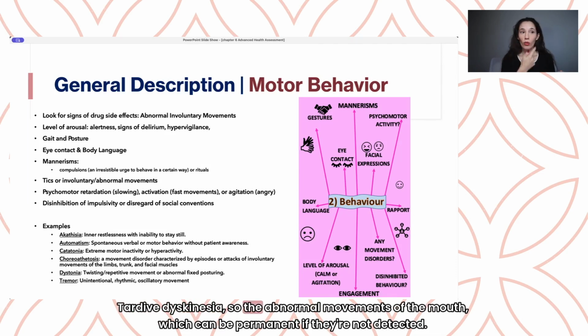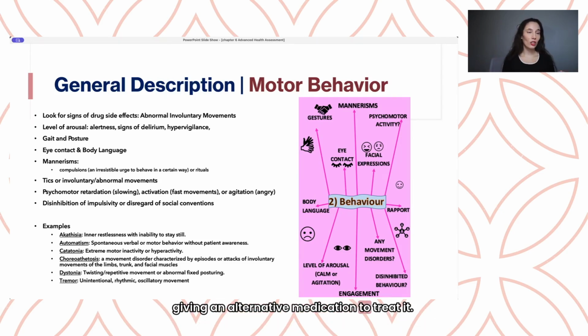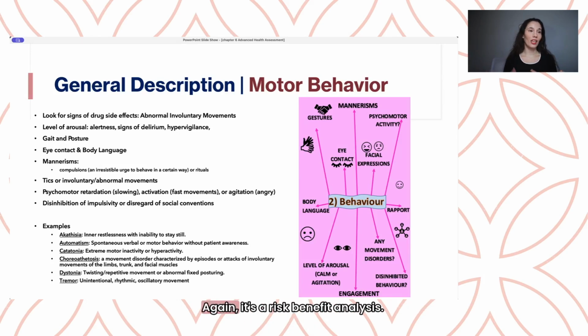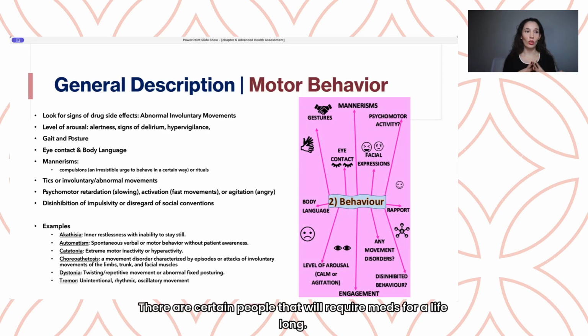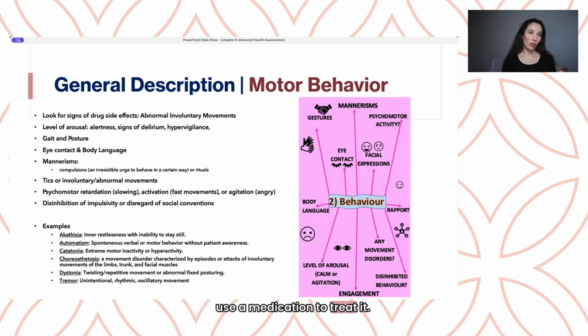Tardive dyskinesia, so the abnormal movements of the mouth, which can be permanent if they're not detected. So it's important that we monitor for these and that if it happens, we do what we're supposed to do, which could be giving an alternative medication to treat it. It could be taking away or dropping down the antipsychotic that we're using. Again, it's a risk-benefit analysis. There are certain people that will require meds for life. So you might not be able to take the medication away, but you could use a medication to treat it.